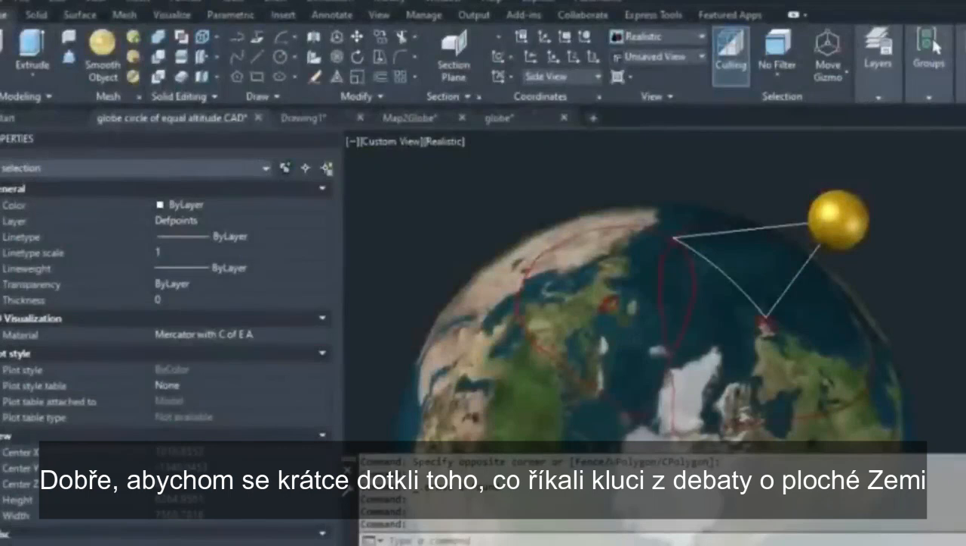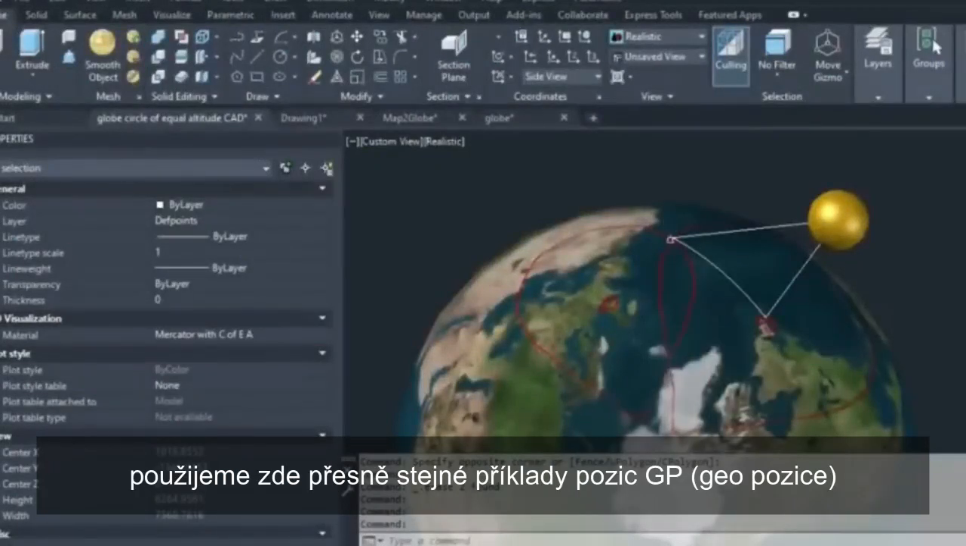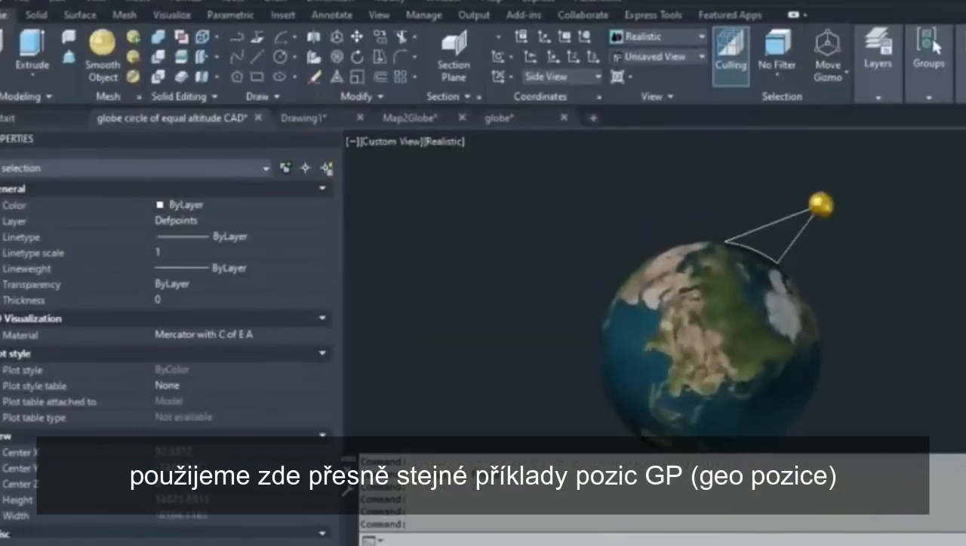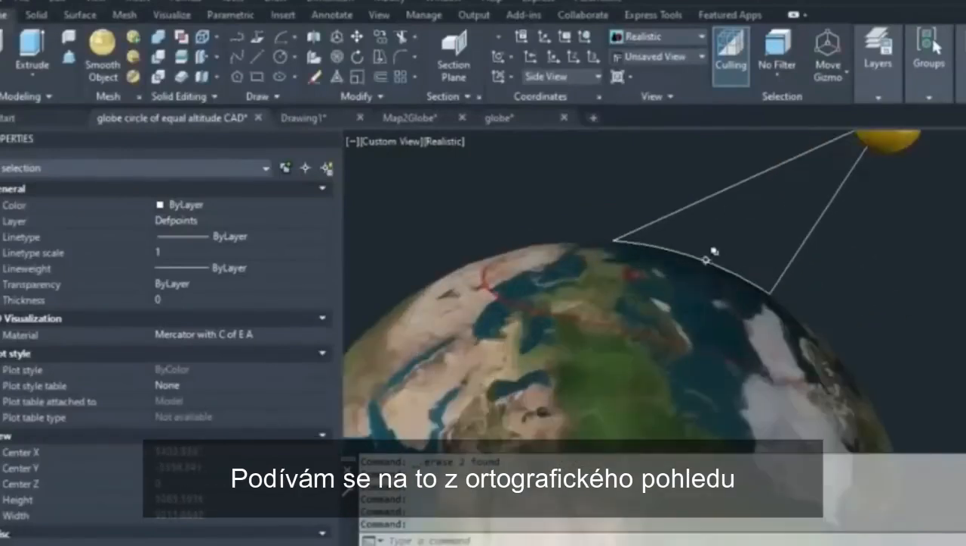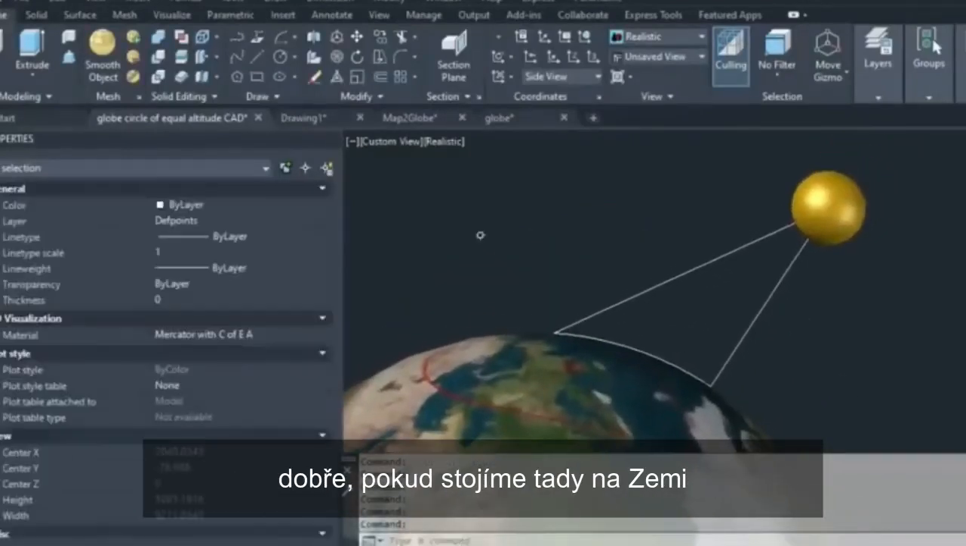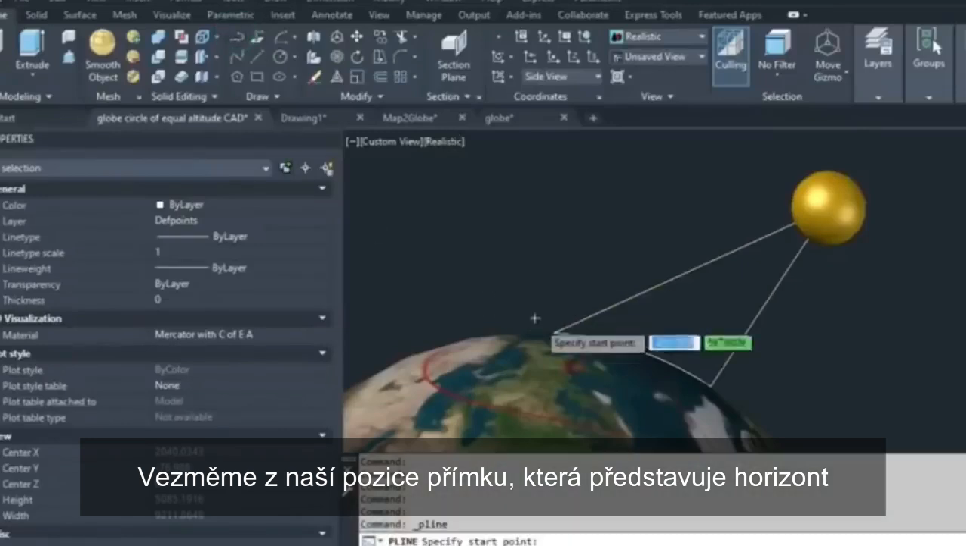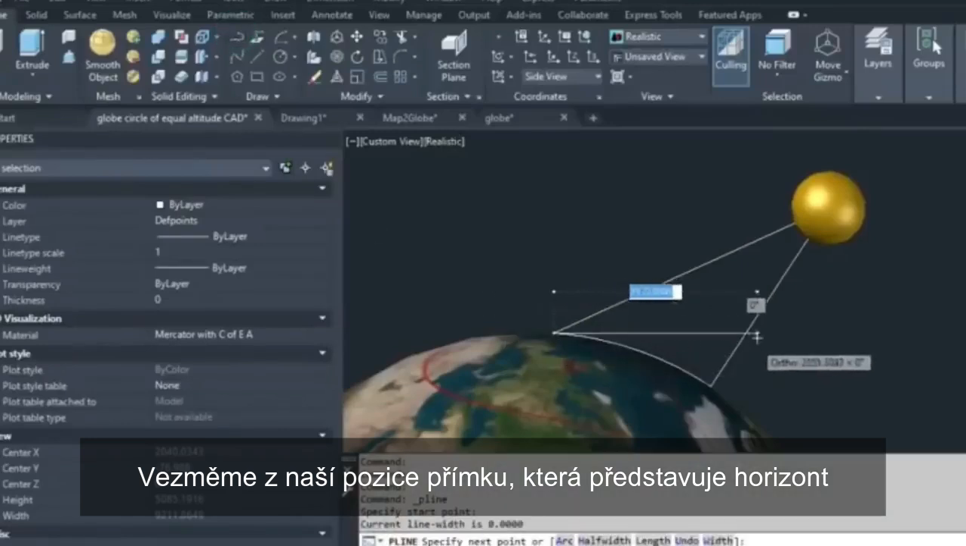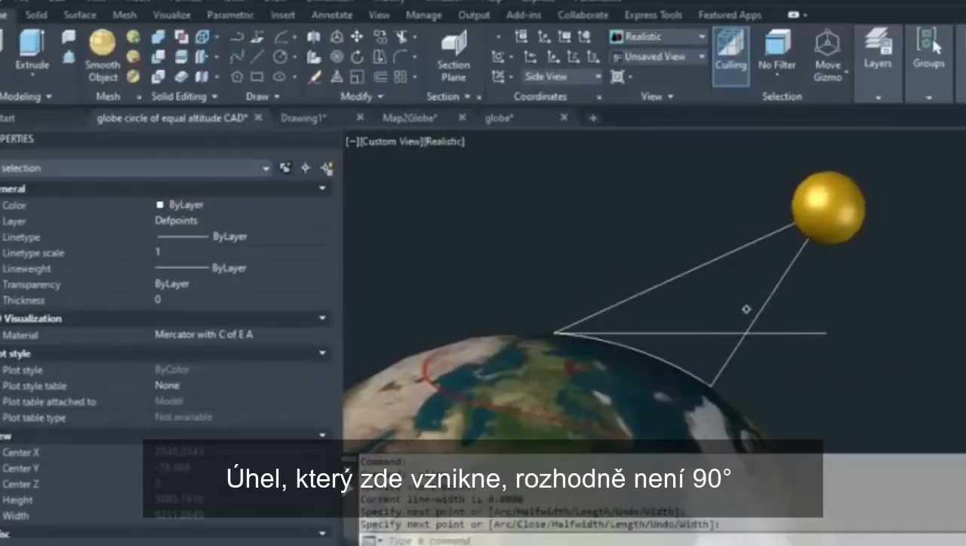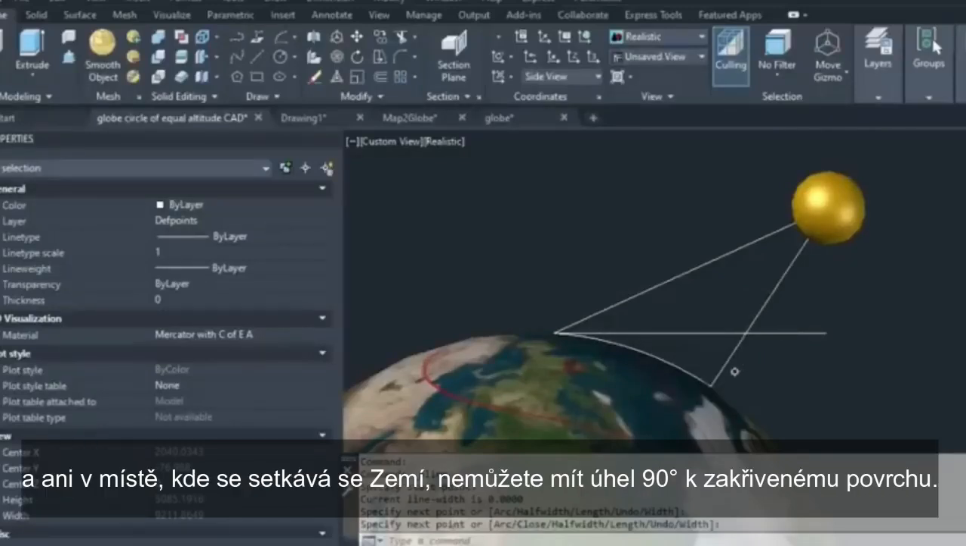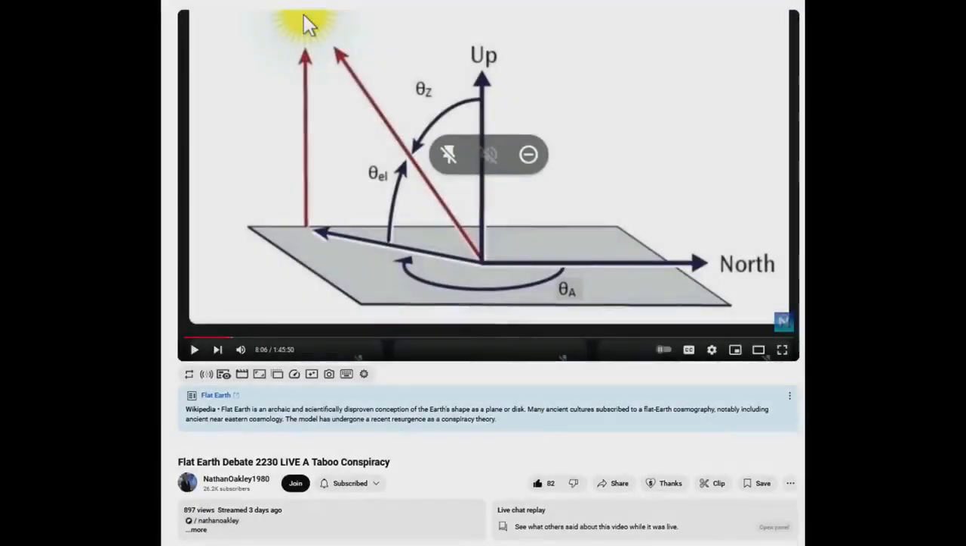Okay, to briefly touch on what the guys over at Flat Earth Debate have been saying, we're going to use the exact same examples of the GP positions here. I'm going to look at it from an orthographic view. If we're standing here on the Earth, this is the angle to the celestial body. Let's take a line from our position, representing the horizon. The angle formed here is definitely not 90 degrees. And even at the position where it meets the Earth, you can't have a 90-degree angle to a curved surface.